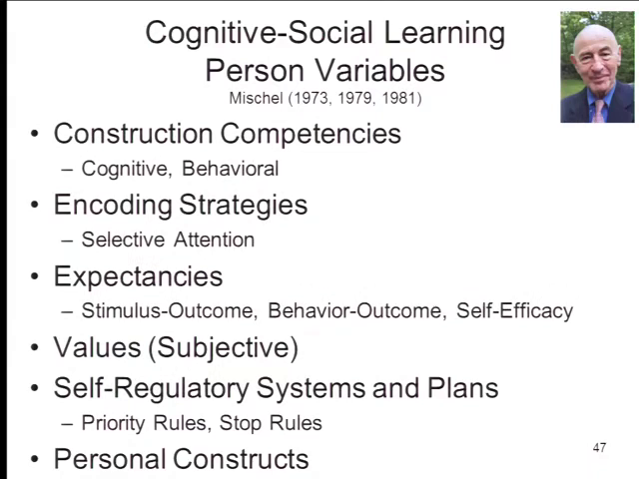The second set of cognitive social learning person variables that Michel talked about is what he called encoding strategies. And by this, he simply means what you pay attention to and how you process things. The general idea here is that we all have interests and values and things that mean more or less to us, and we're going to pay attention selectively to various events in the world, to various objects in the world, depending on what our interests are.